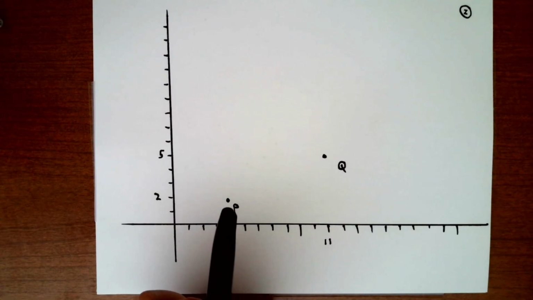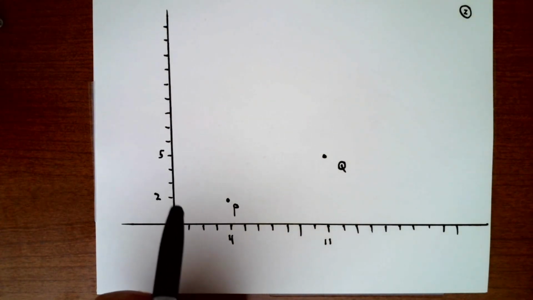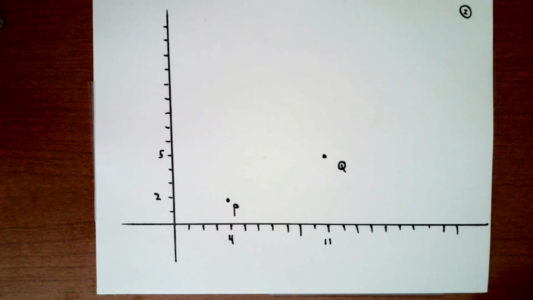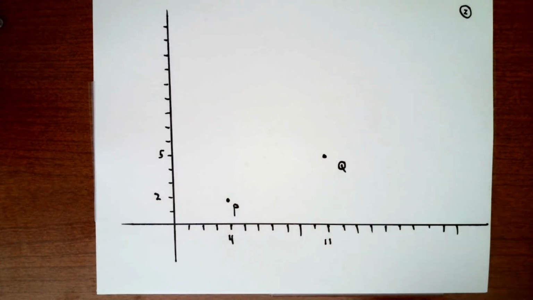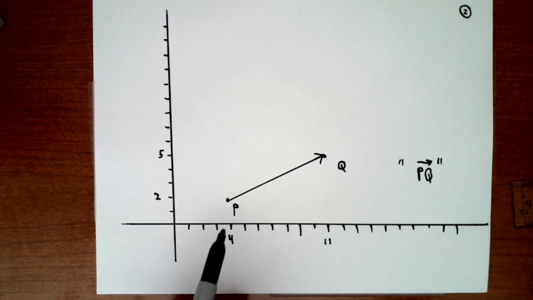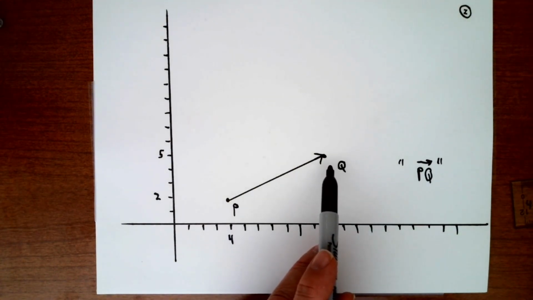P is here. It has x-coordinate 4 and y-coordinate 2. Q is here. It has x-coordinate 11 and y-coordinate 5. What I mean by the vector from P to Q is just an arrow that starts at P and ends at Q. I draw the arrowhead at the place where I stop. So in the usual language, P is the initial point of the vector, Q is the terminal point.